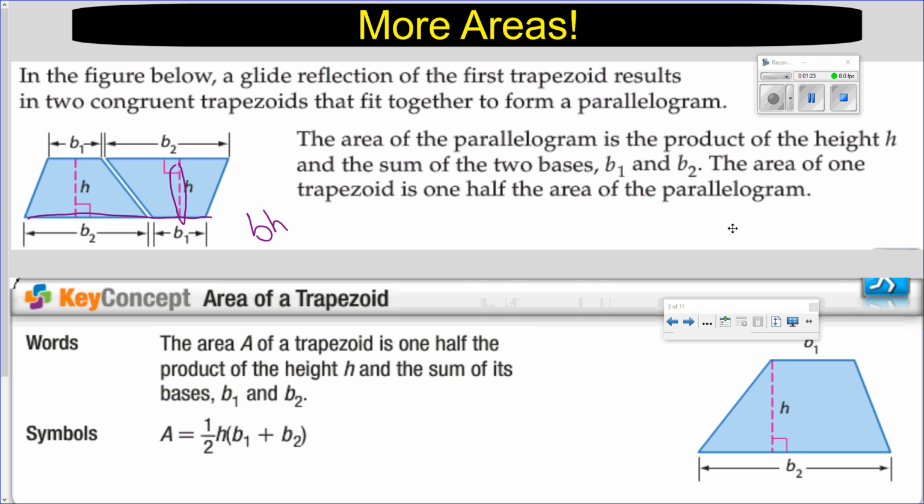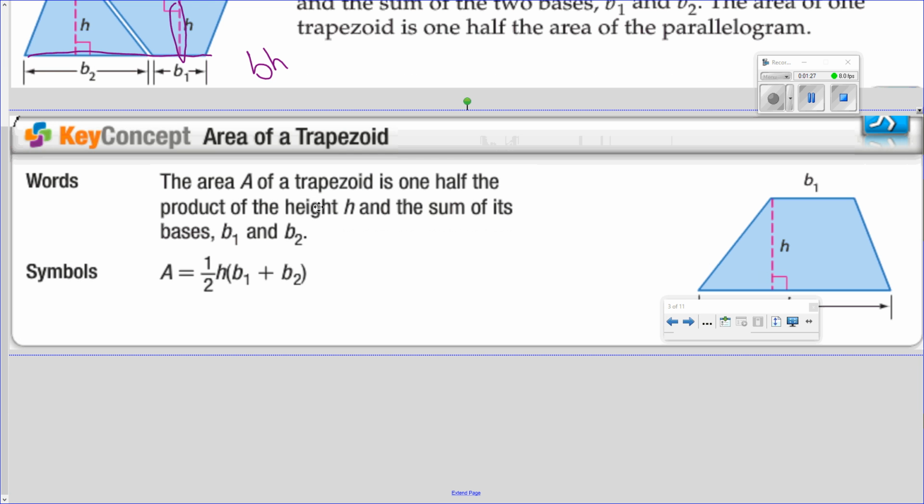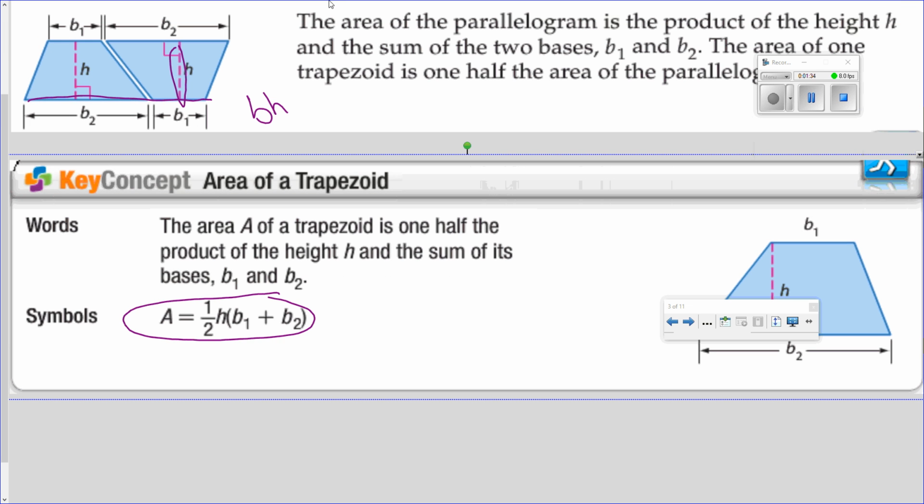So area of a trapezoid is 1/2 the height times the sum of the bases. Notice it's 1/2 because up here, if I do base 1 plus base 2 times the height, I get the area of this whole thing. I don't want the area of both trapezoids. We just want one of them. So I have to cut it in half to only go back to the original.